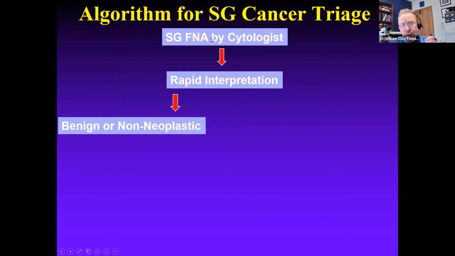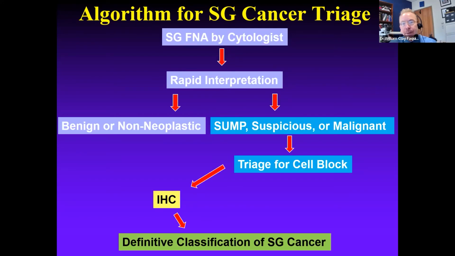So you do a salivary gland FNA, you do a rapid interpretation, you recognize, oh, it's a pleomorphic adenoma. You don't need material for ancillary studies for that. Or it's chronic sialadenitis. You don't necessarily need material for ancillary studies for that.